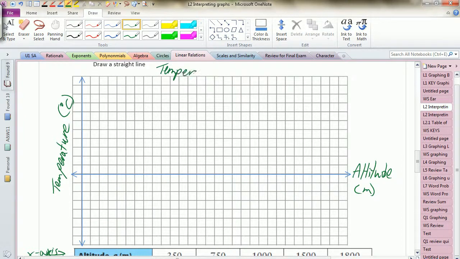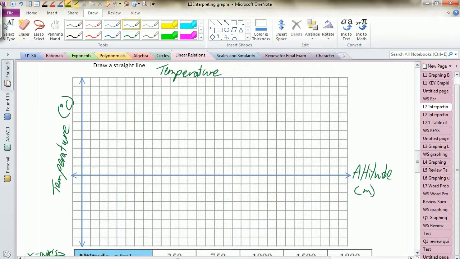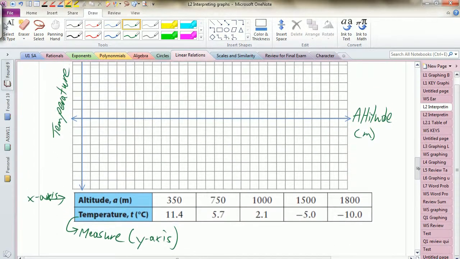Temperature at different altitudes. Okay. Now, what should we go up and down by?